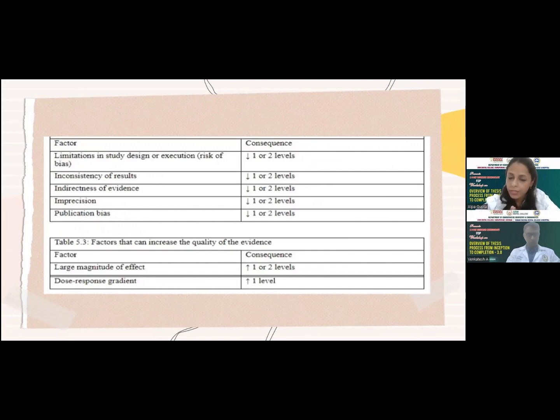There are certain factors which can upgrade or downgrade the quality of evidence. These are the factors which we will be discussing one by one. Number one is limitation in study design or execution, meaning risk of bias; then inconsistency of results. The third point is indirectness of evidence. Fourth is imprecision. Fifth is publication bias. And there are certain factors which can enhance the quality of evidence: number one is a large magnitude of effect, and number two is a dose response gradient. Now, considering these points one by one.